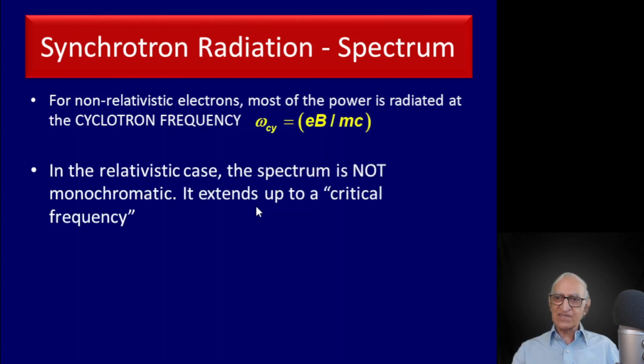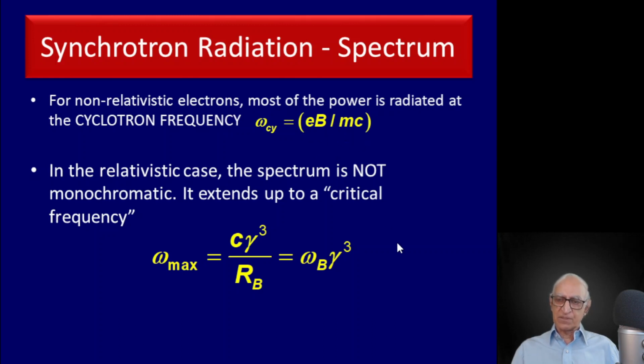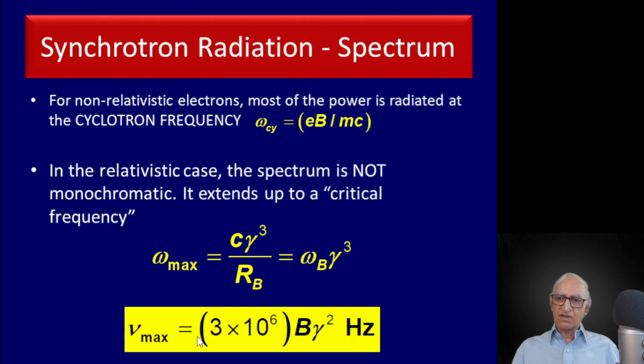But in the relativistic case, the spectrum is not monochromatic. It extends up to a critical frequency, which is gamma cubed times the gyration frequency. And the gyration frequency is eB divided by gamma mc. Therefore, the maximum frequency up to which the electrons will radiate will be proportional to B times gamma squared. Why? Because omega B is eB over gamma mc, so that is the B that comes here, and gamma cubed divided by gamma becomes gamma squared.